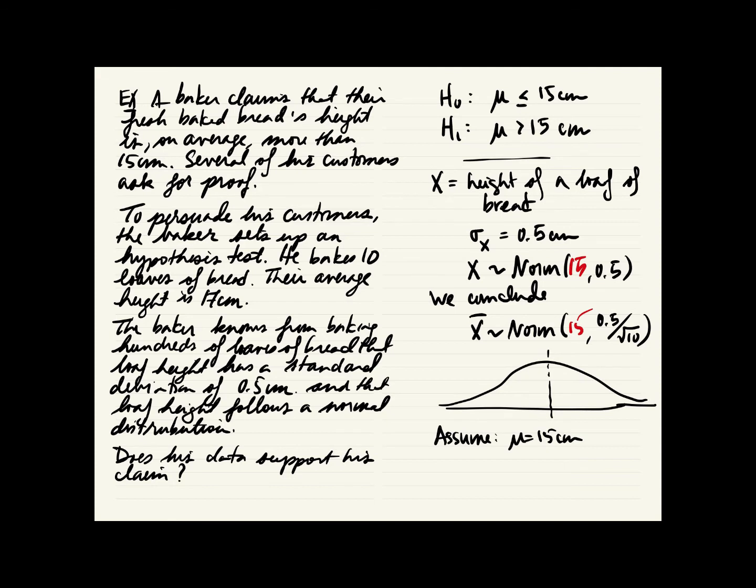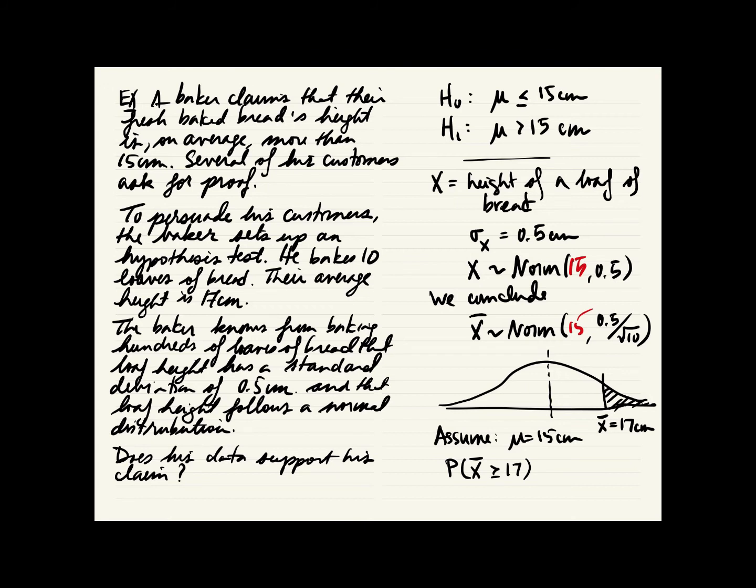So with mu assumed to be 15 centimeters, we have our sample mean, x bar, is 17 centimeters. We want to calculate its p-value. So what's the probability that we got an average loaf height that was 17 centimeters or higher? Okay. And so this is where we see we're looking at the alternative hypothesis, and there's that inequality there. So what's the probability that our sample mean is greater than or equal to 17?